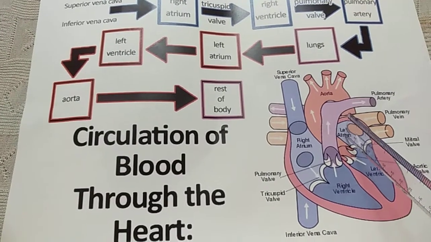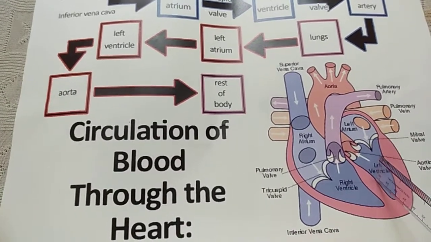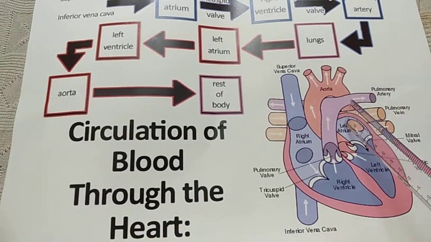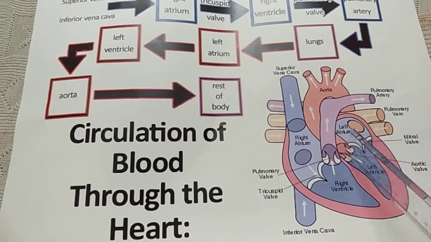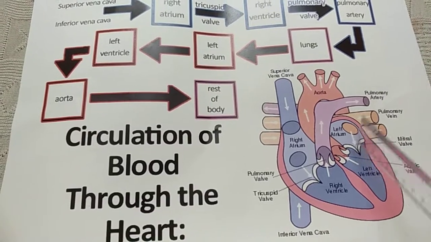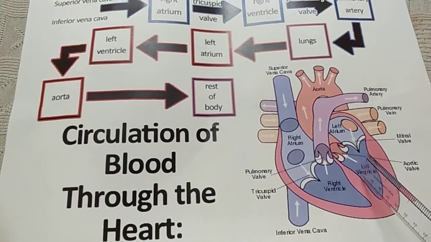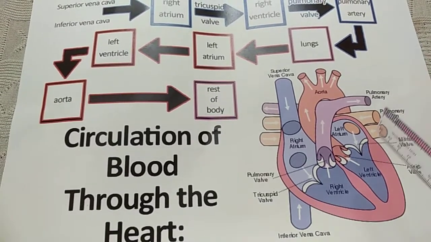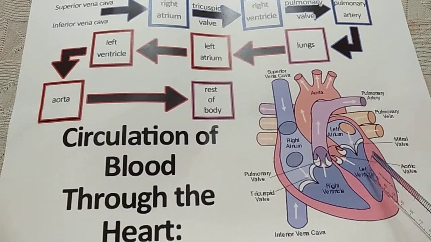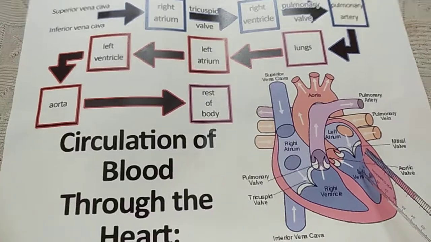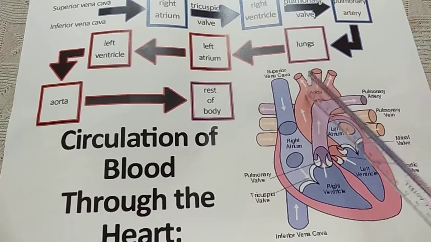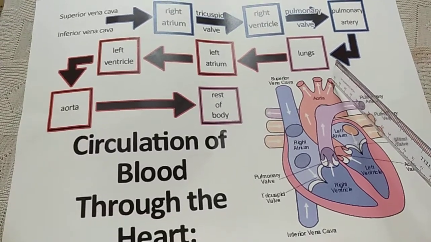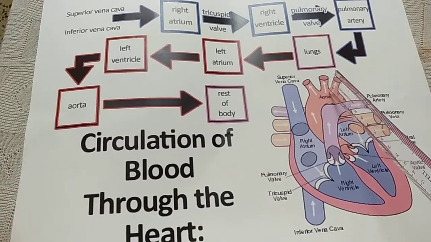From the left atrium, it is given to the left ventricle by the contraction of the left atrium through a valve called the bicuspid valve. Now the oxygenated blood is present in the left ventricle, and on contraction of the left ventricle, the oxygenated blood is taken through the aorta to the rest of the body.